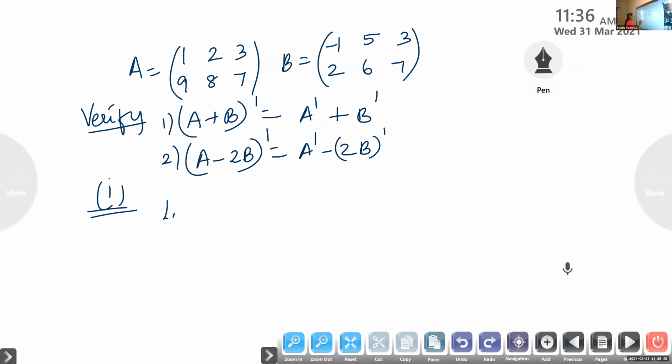So in the first one, what is the LHS you got? 0, 11, then the next row 7, 14, then the next row 6, 14. Can you repeat? 0, 11, the next row 7, 14, then 6, 14. Is it same as RHS? Are you getting like this? Emmanuel, check your answer.